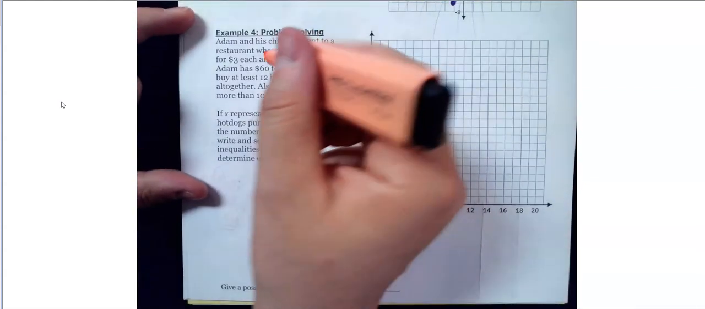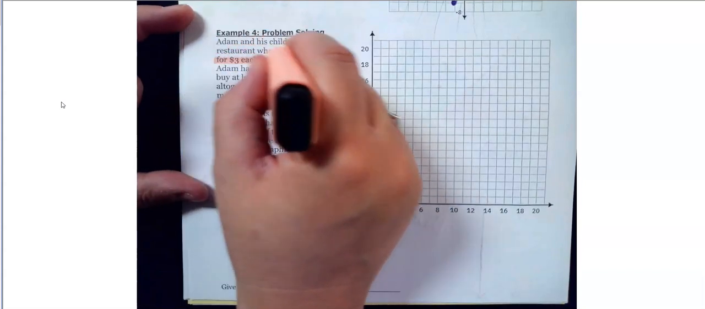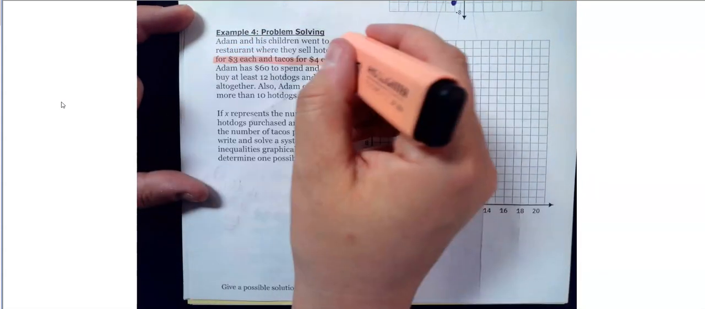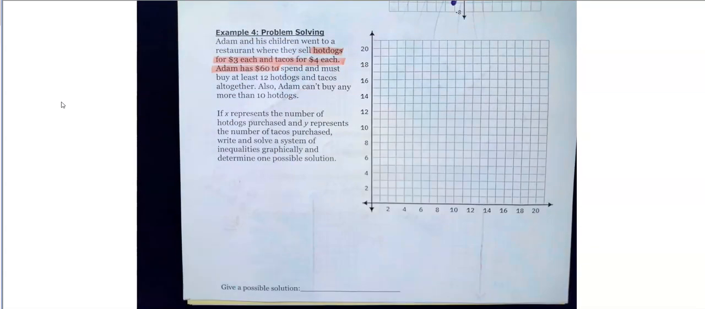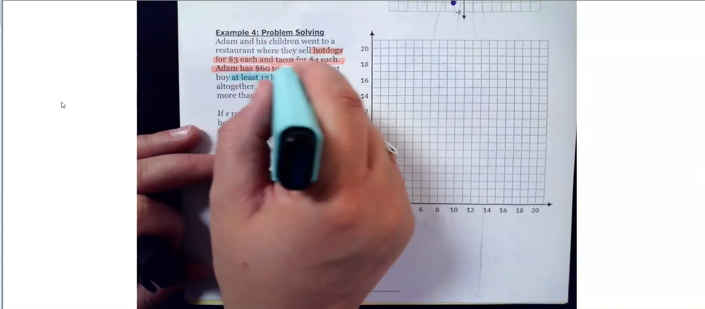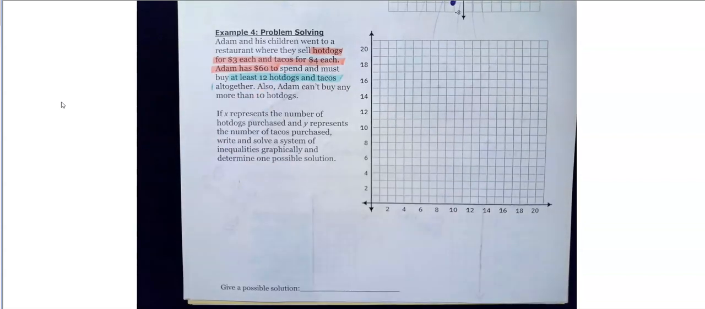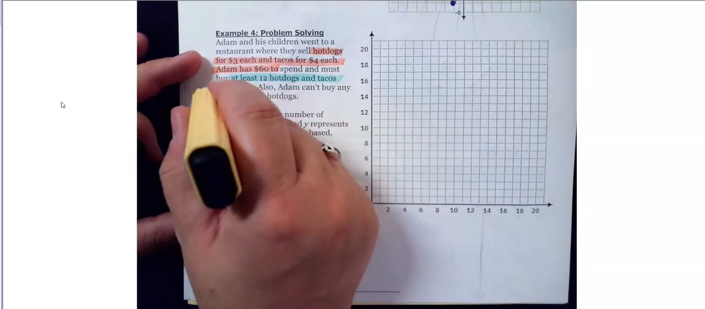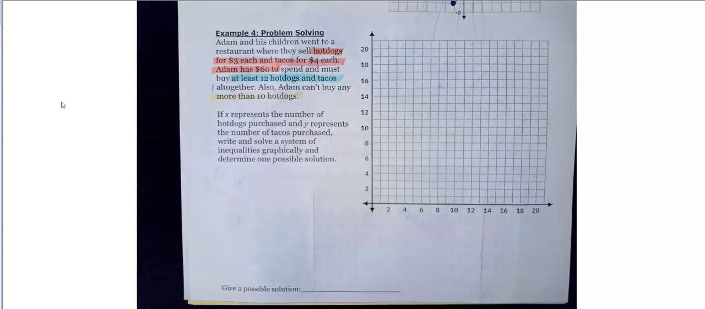All right, so as I mentioned to you guys, money goes with money. So $3 for the hot dog, $4 for the taco, he's got $60. That's going to be one inequality. All right, he's got to buy at least 12 hot dogs and tacos together. That's going to be another inequality. And then he can't buy any more than 10 hot dogs. And just so we all had the same thing, I just wrote here, x represents the number of hot dogs and y represents the number of tacos. So x is hot dogs, y is tacos.